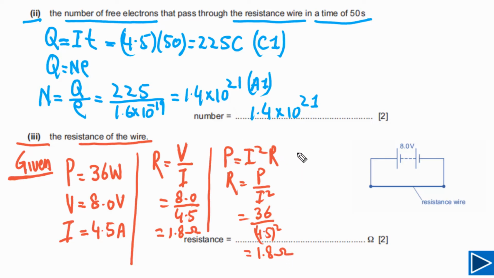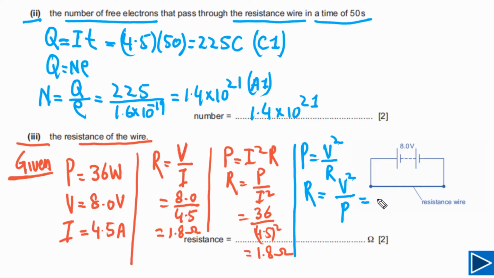We can also calculate the resistance of the wire by using the relationship between potential difference, power and resistance. So P is equal to V square, where V is the potential difference across the wire, divided by the resistance of the wire. In this case, we need to find the resistance of the wire. So simply we can say potential difference squared divided by P is equal to resistance. And now simply we can plug in values. Potential difference in this case is equal to 8.0. So we need to take the square of that and divide by the power. So our final answer will be 1.8 ohms.